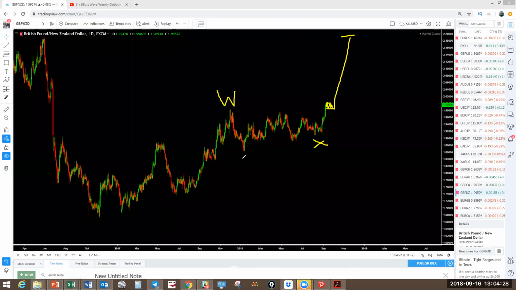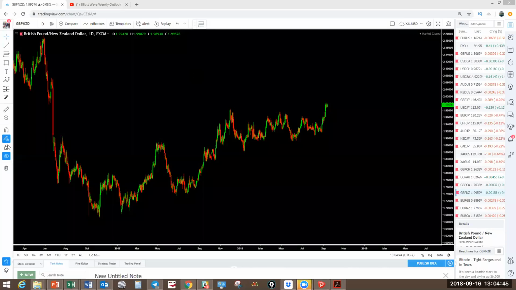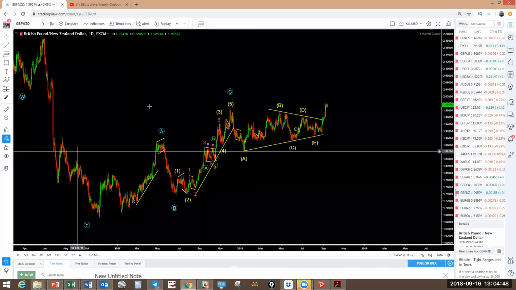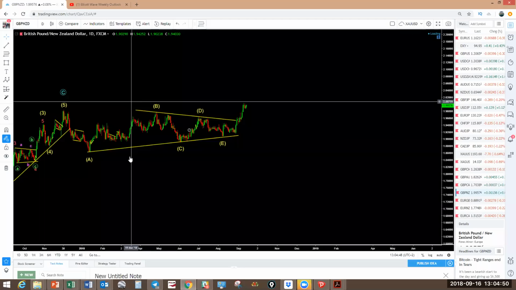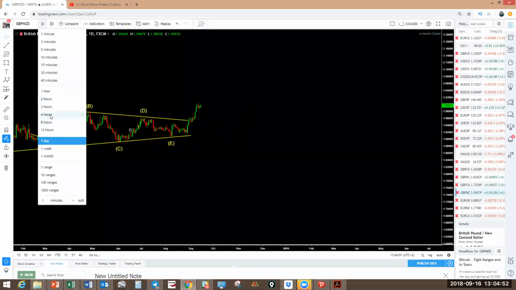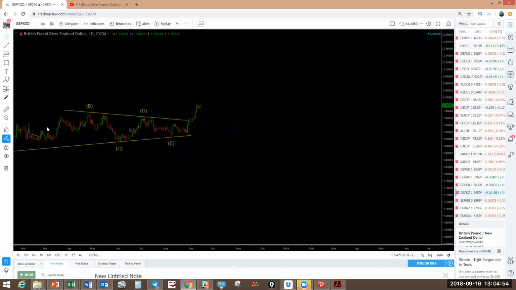It's a very clear triangle here, A, B, C, D, E. Takes all the boxes, and we'll be looking for it to complete like that. That's the triangle you're looking for upside. And that is the labeling if you want to see. That's what it looks like. So now going to the lower time frame, let's try 4 hour.